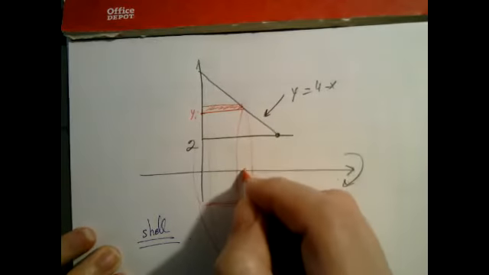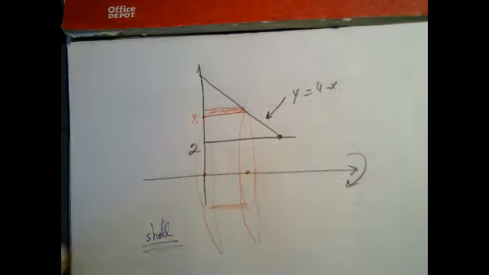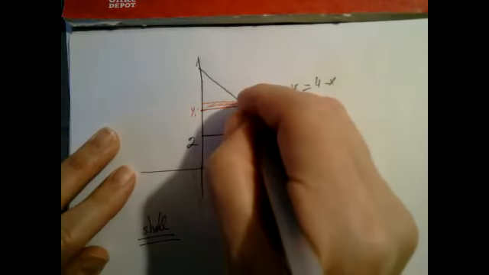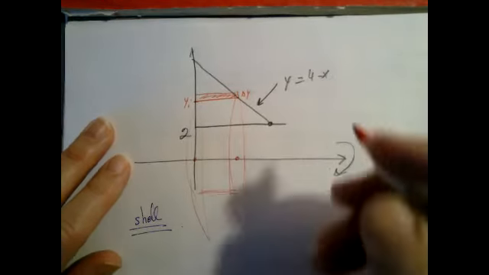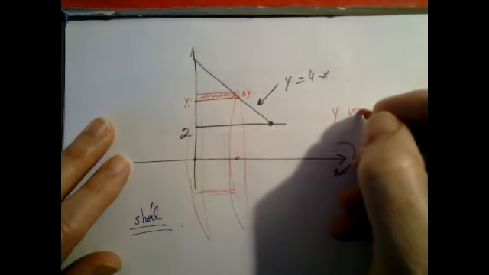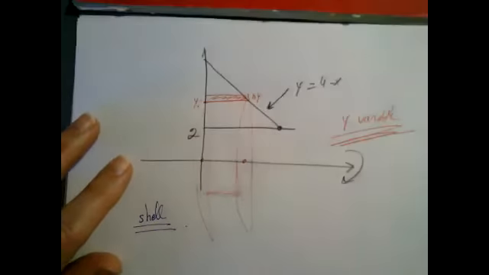Okay. So that's where the center of rotation is. That's really where my center of rotation is. In this situation, this is the thickness of my shell. So in this situation, y is the variable, so everything has to be in terms of y. Everything in terms of y.